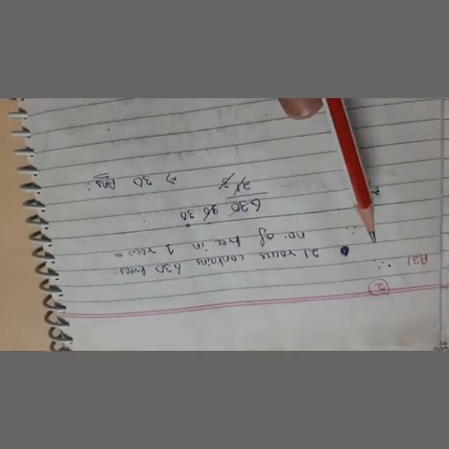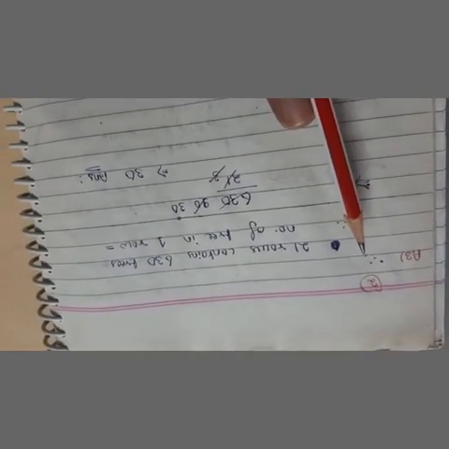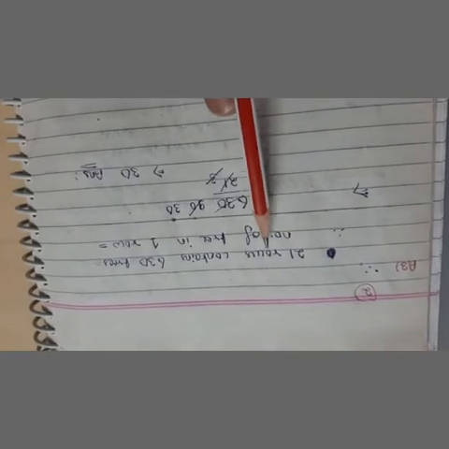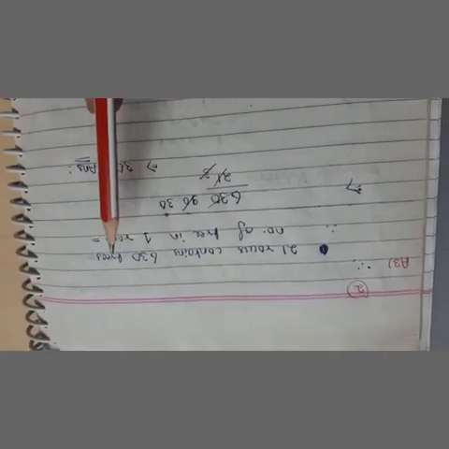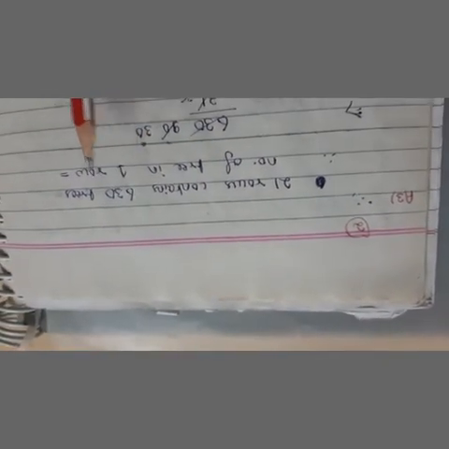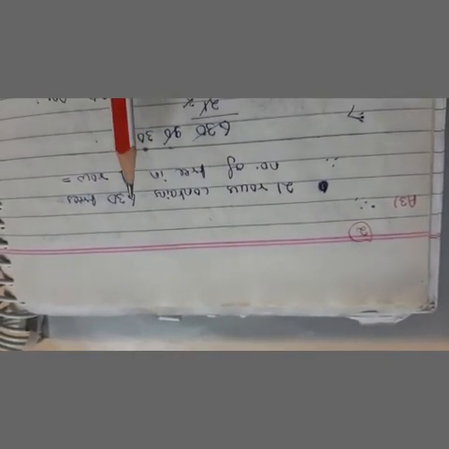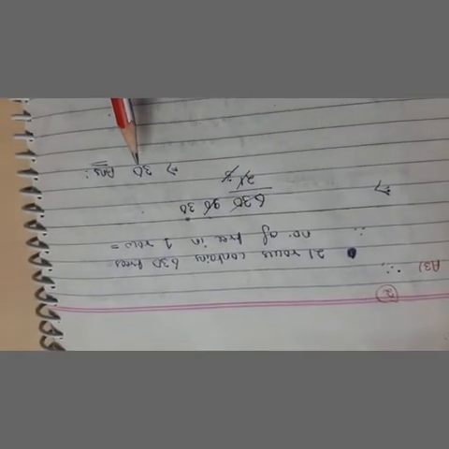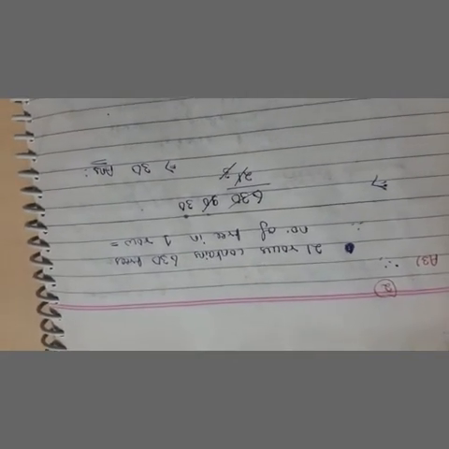How will we write it mathematically? It is given in the question that 21 rows contain 630 trees. Therefore the number of trees in one row, or each row, is 630 upon 21. When you divide it, the answer will be 30. This will be your answer.